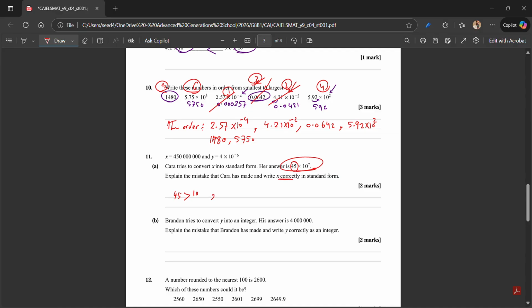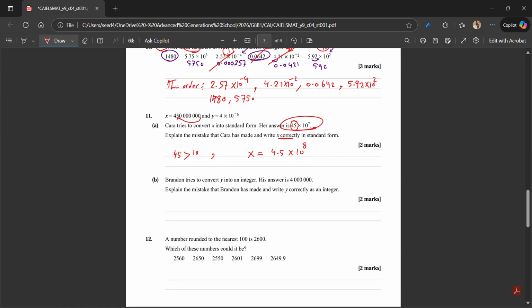And he said correct it, or write x correctly. So I'm going to write x equals 4.5 times 10 power. Here you have to check how many digits you are going to move the decimal. It will be 3, 3, and 2. It will be 8 this way. Okay, so guys, here he said it is worth 2 marks. It means the explanation has 1 mark and the answer has 1 mark. So this is very important. You must explain, then write the correct answer.